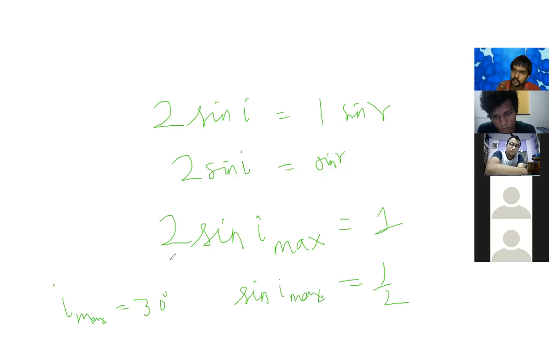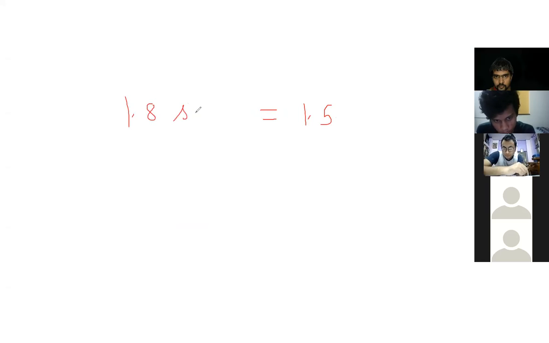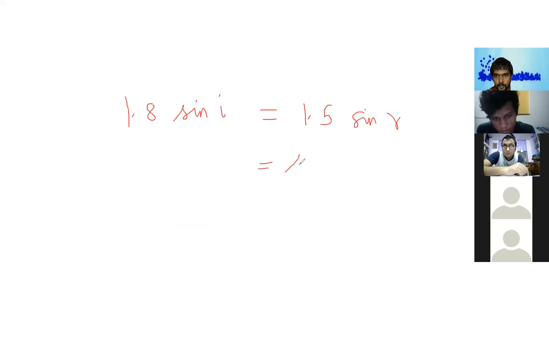But is this concept clear? Sujit seems still a little confused. Sujit, let's do one more example. Now let us say this refractive index is 1.5 and this refractive index is 1.8. So what is my problem? My sin R has to be 1. So 1.8 by 1.5 sin I. So what is my maximum value of sin I?